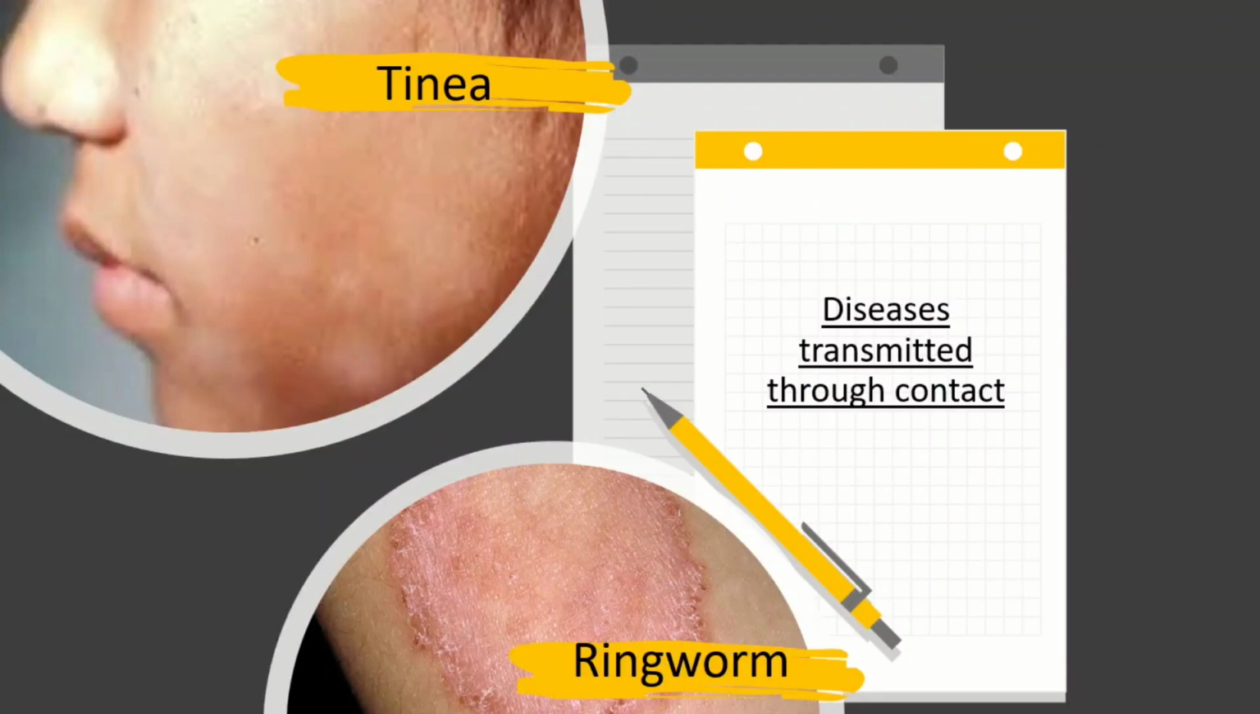This is the example for the tinea, iaitu panau, or the ringworm, kurap dalam bahasa Melayu kita, iaitu disebabkan oleh jangkitan fungus.